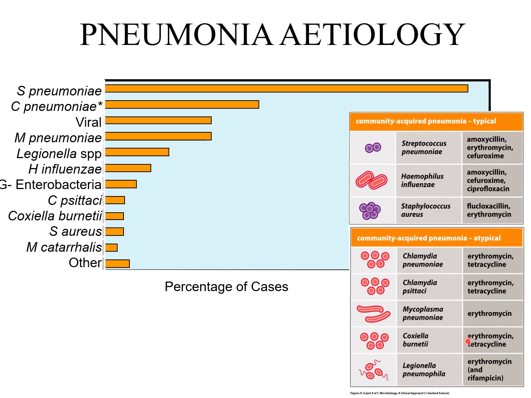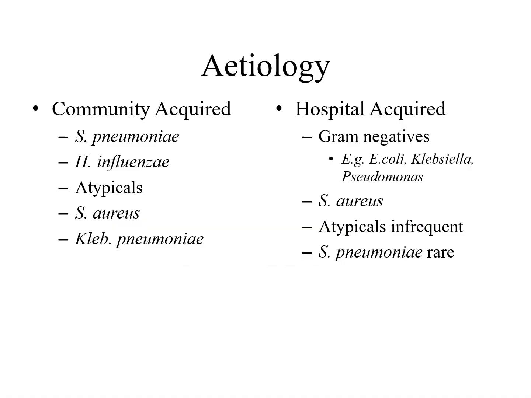Also, in addition to these types of bacteria, atypical viruses are considered a cause of atypical pneumonia. Typical: strep pneumonia, Haemophilus influenza, Staph aureus. Atypical: viruses, chlamydia, mycoplasma, legionella, and coxiella. Community-acquired pneumonia are caused by strep pneumonia, Haemophilus influenza, Staph aureus, and Klebsiella pneumonia.